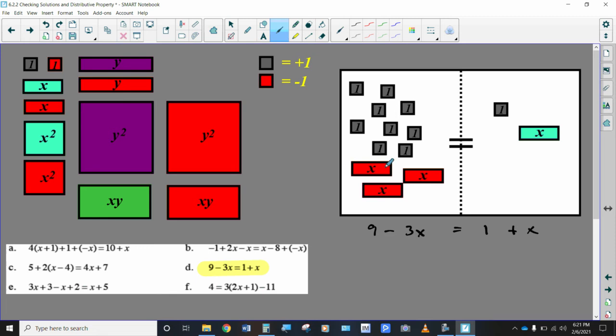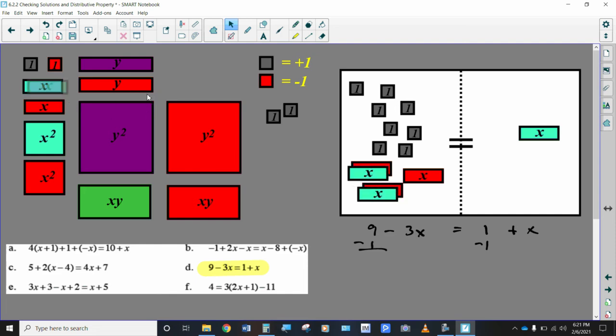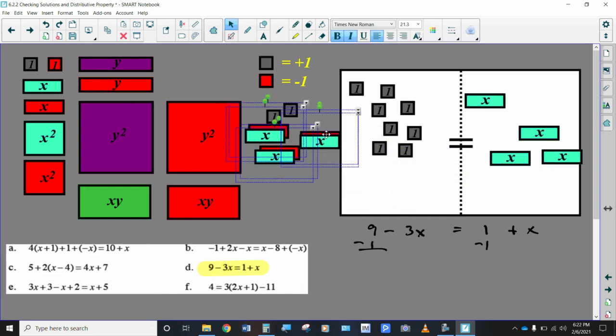Here you've got 9 minus 3x and 1 plus x. So no zero pairs. So I think what I'm going to do is collect my x's on the right-hand side. I can take away 1 from each side. That's pretty easy to do. Take away 1 from each side, and that leaves you with 8 on the left side. But I'm going to add 3 x's to this side, 1, 2, 3, which means I have to add 3 x's to this side, 1, 2, 3. Okay, so those make zero pairs, so those go away.